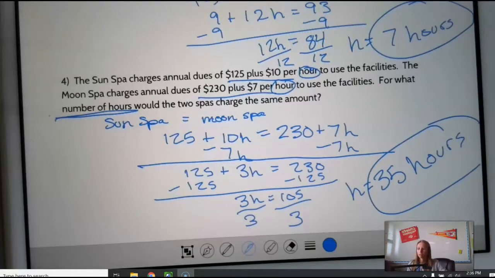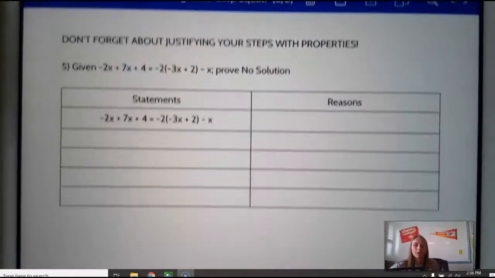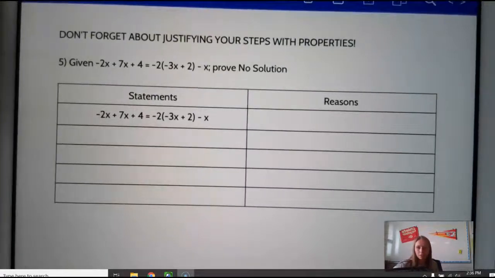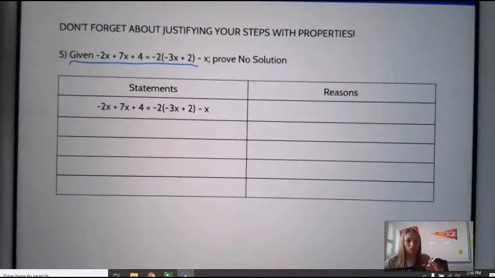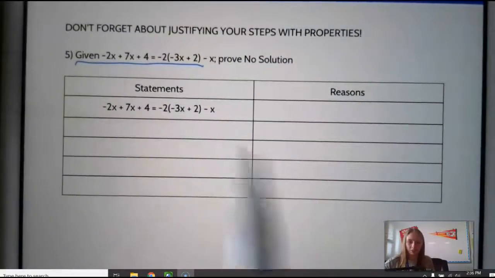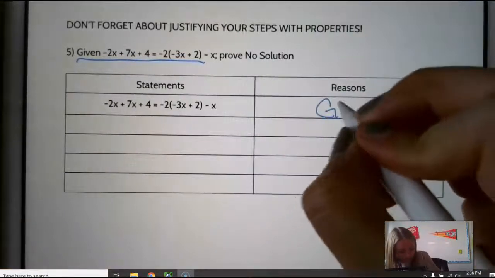Alright, so that is that for this page. On to the next one. Alright, this is like what we did yesterday. So, right here, they gave us that information. We have the exact same information written down here, so we're going to write given.